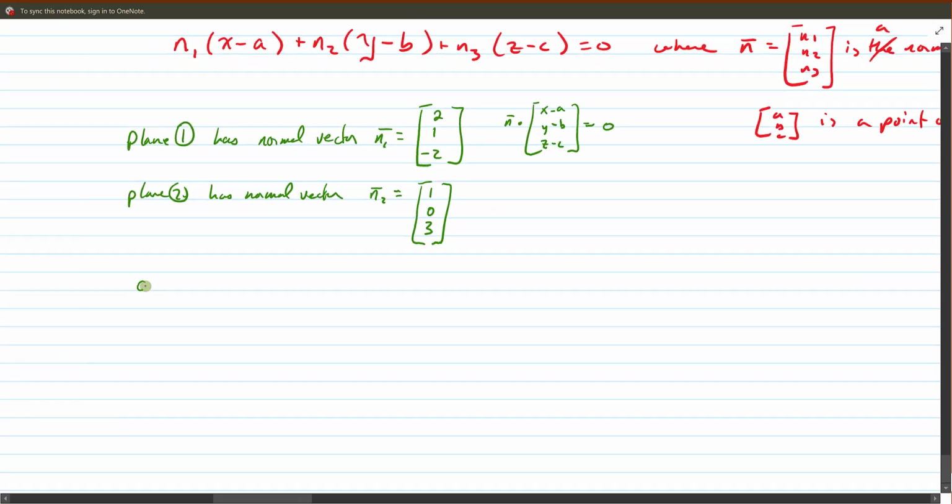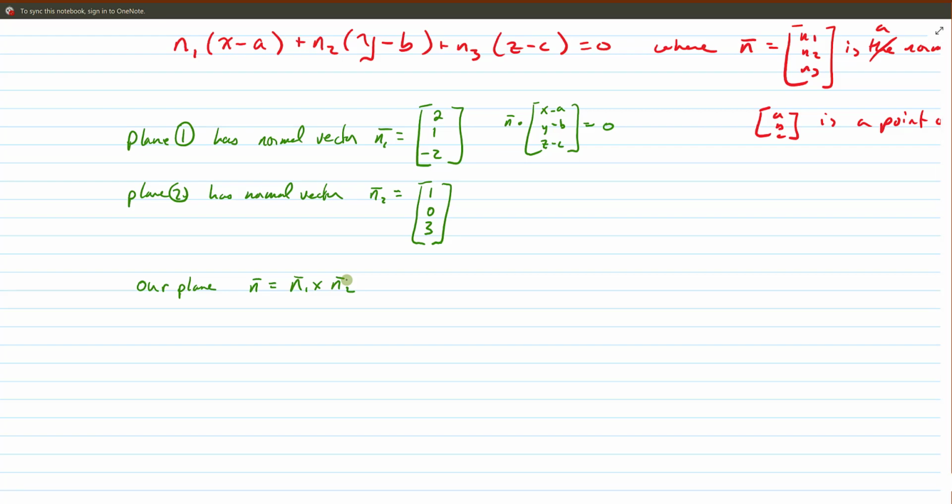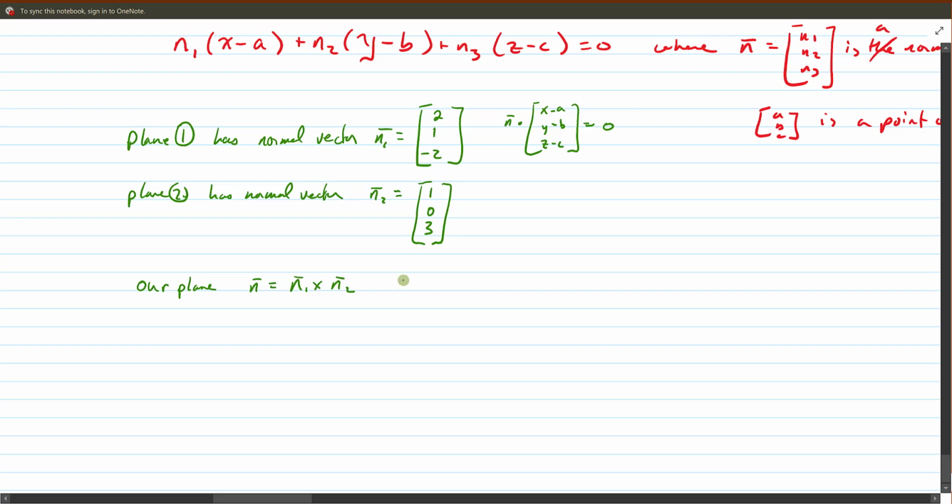Our plane will have its own normal vector that is equal to the cross product of n1 and n2. Folks, order does matter with cross product, but because it doesn't matter how we orient our normal vector for this problem, it doesn't matter the order in which we write n1 and n2. Somebody doing this in a different order will get a different normal vector up to a scalar, but that doesn't matter for what we want.